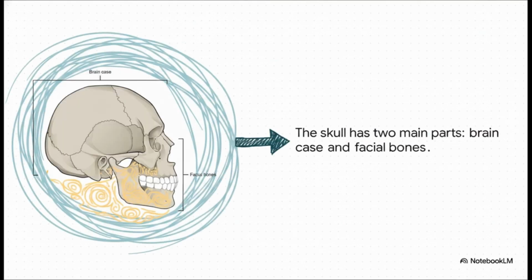Now, structurally, we can break the skull down into 2 totally distinct functional parts. Up top, you've got the cranium, or the brain case, which creates this incredibly tough protective vault for the brain. And then down below that, you've got the complex architecture of the facial skeleton.